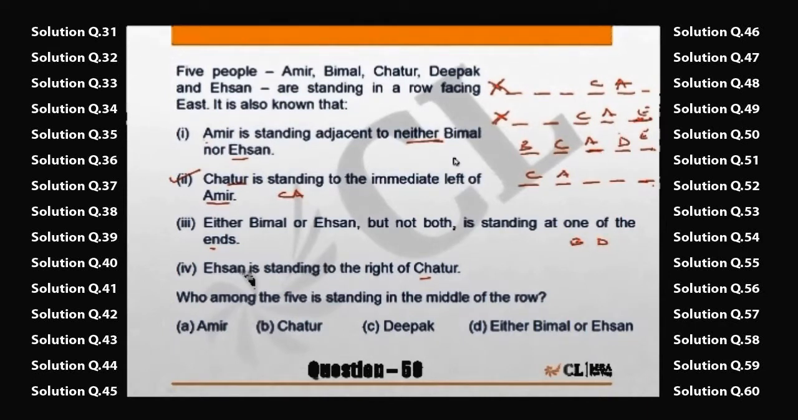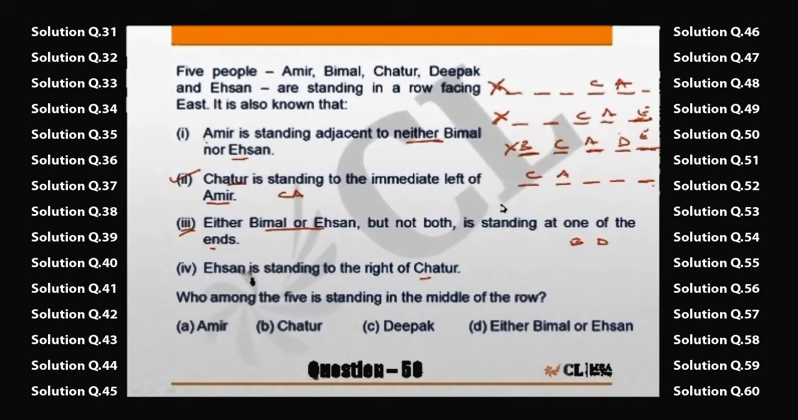Look at the other statements. If there is no contradiction, this will go ahead. If there is a contradiction, we will have to eliminate this. Statement 3 says either Bimal or Ehsan but not both is standing at the ends. In arrangement 3, both B and E are standing on the ends, so it is contradicting statement 3. Hence, the third arrangement is also incorrect. So we are left with one arrangement, and that is the arrangement which has to be the correct one.